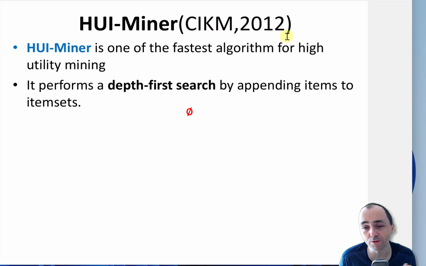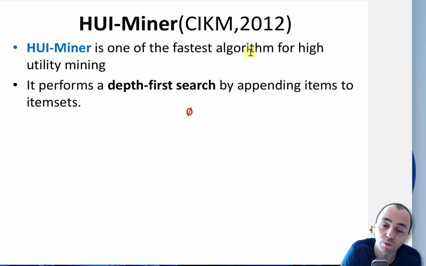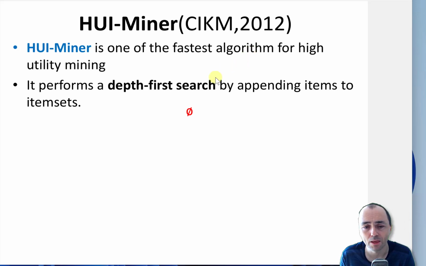HUI-MINER was proposed in 2012. It is a few years ago, but it's still a very important algorithm because so many algorithms have extended HUI-MINER. It is one of the fastest algorithms, not the fastest today, but still very easy to understand and to program. So to search for itemsets, it will do a depth first search.